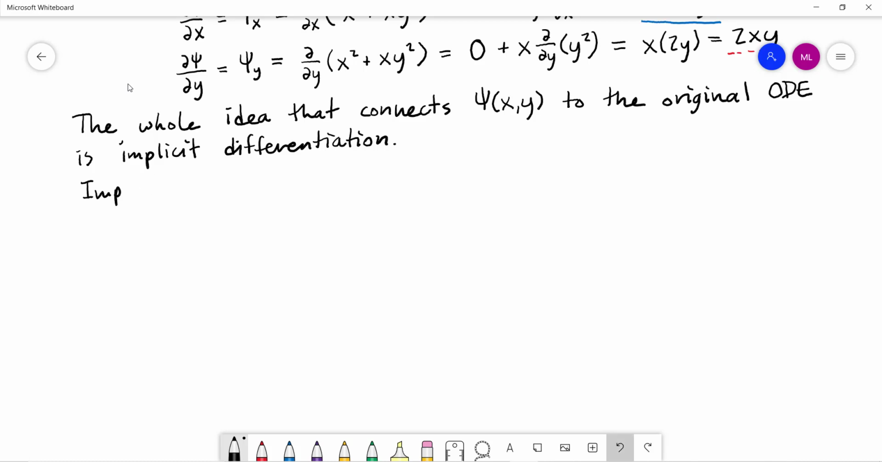Let me do this as a side note as well. Did the last one as a note? Let's do this one. So, implicit differentiation review.